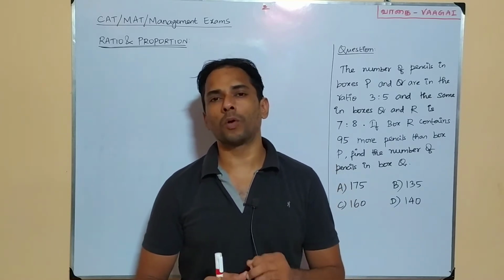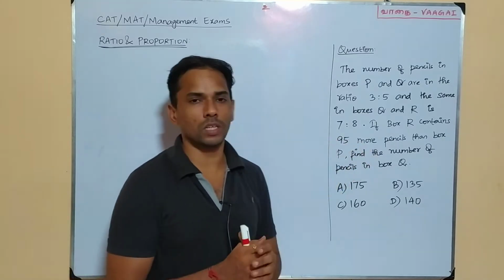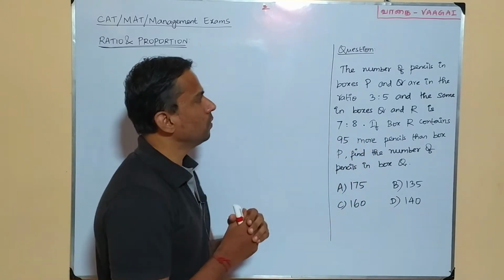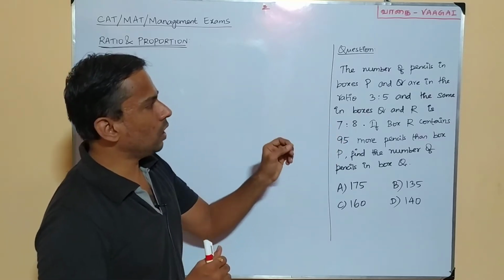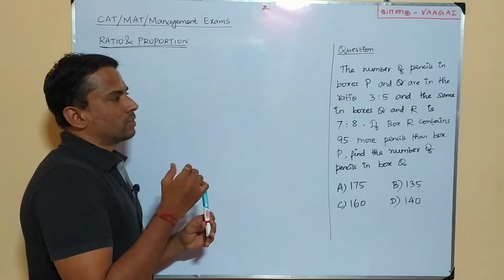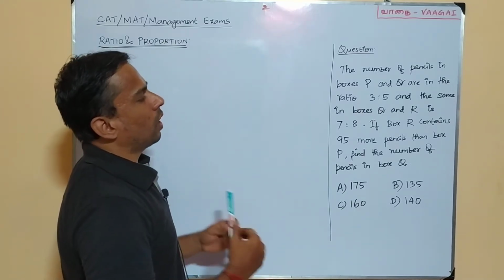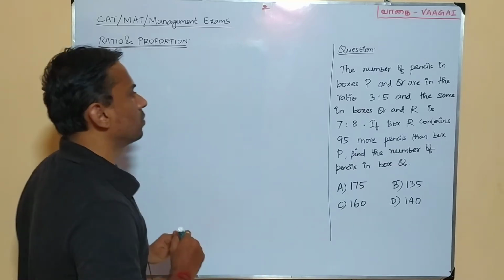So in this session we have a problem from the concept of ratio and proportion. So here is a question. Let's directly get into the question. The number of pencils in boxes P and Q are in the ratio 3:5, and the same in boxes Q and R is 7:8. So we have got two pieces of information here.